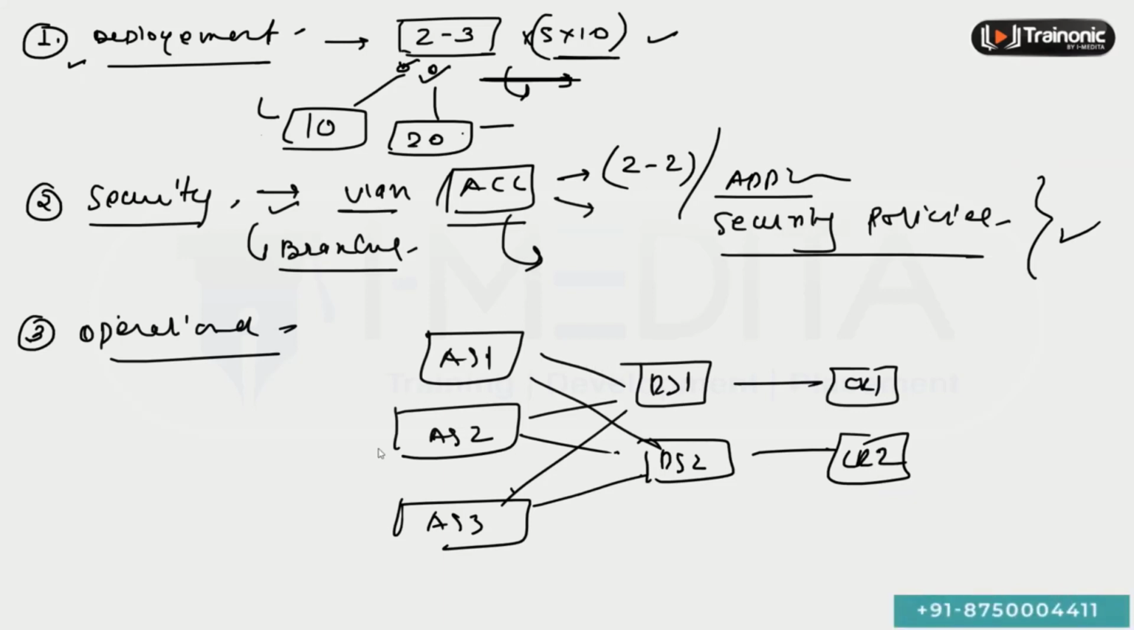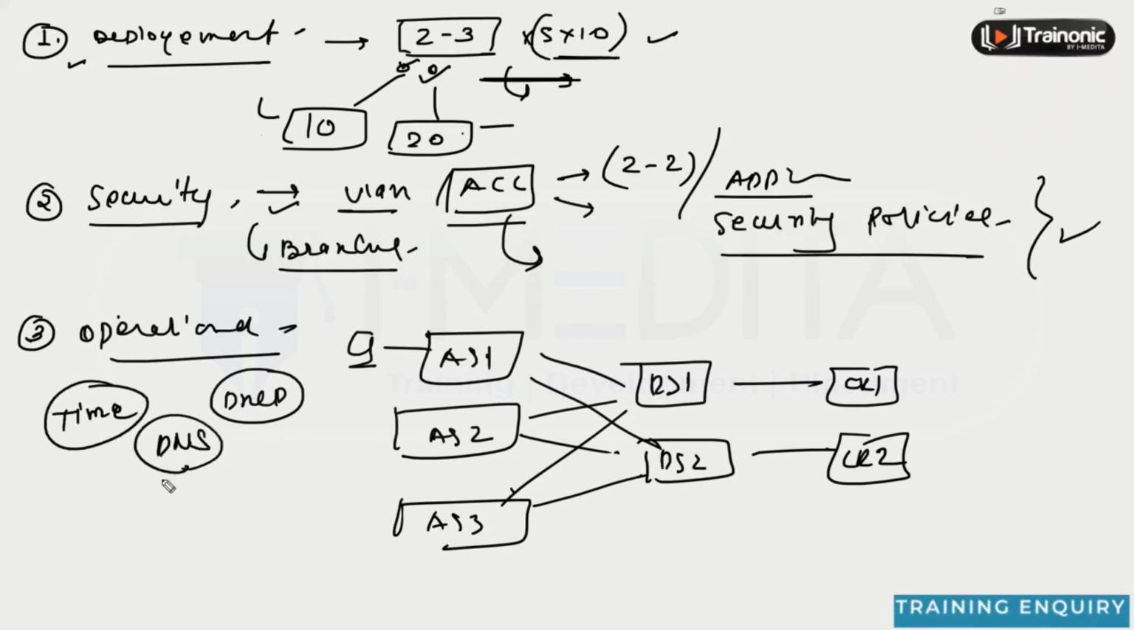For example, a user reports that I'm not able to get the IP address via DHCP, or my time is not synchronizing with the network due to some reason, or my DNS resolution, when I open the web page, I do not see that DNS getting resolved properly.